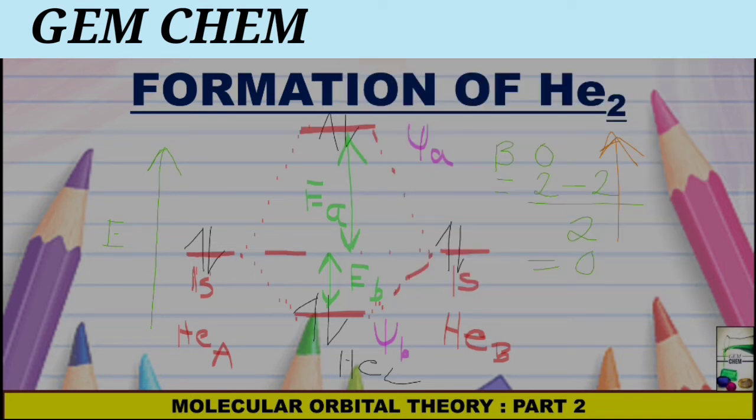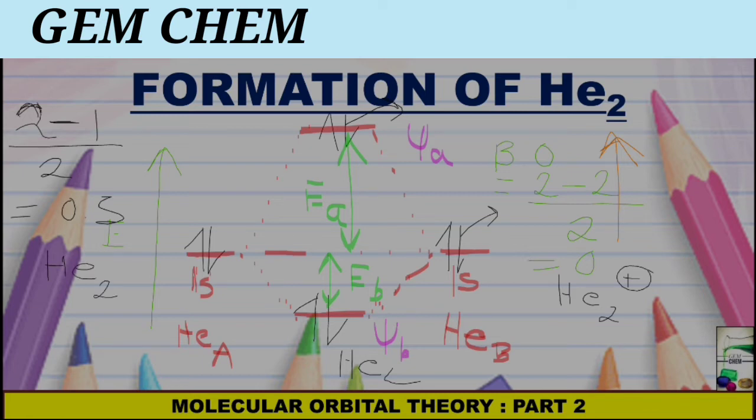So when we are using He2 plus, then what happens? One of the electrons is not present, this is removed, so we have bond energy, that is bond order comes to be 2 minus 1 by 2, which is 0.5. So we can have the existence of He2 plus.